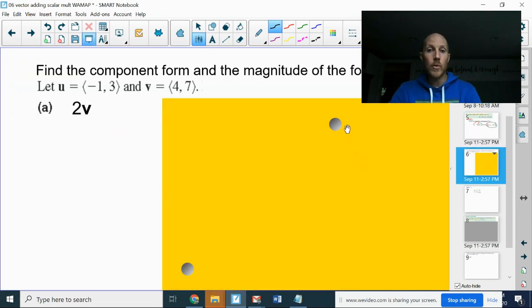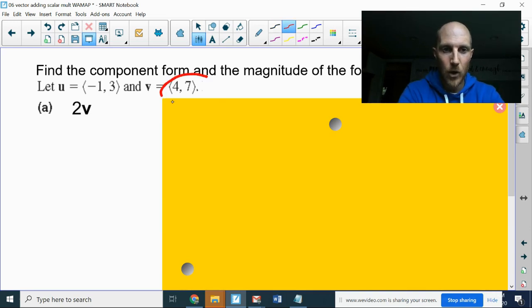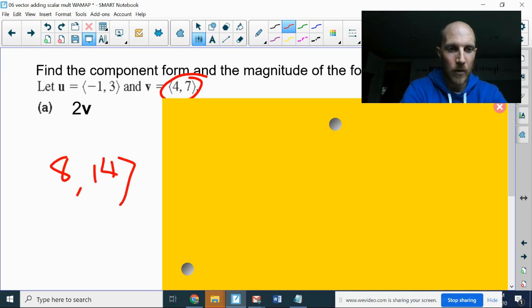Cool. All right. Well, so maybe a couple of other examples. We could multiply by all kinds of different scalars. In this case, I've got 2 different vectors to keep track of. So I've got vector u is -1, 3. Vector v is 4, 7. If I'm going to multiply vector v times 2, that means, we'll color code, we'll do this one in red, I'm going to multiply 4 and 7. Both of those numbers get multiplied by 2. So this would be 8 and 14.